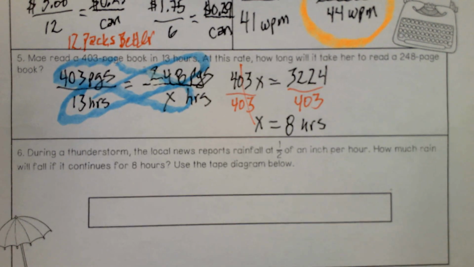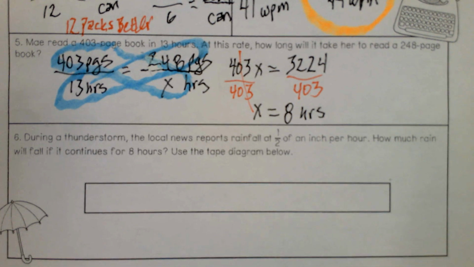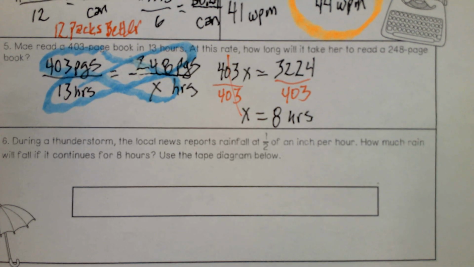So, trip down memory lane. Number 6. During a thunderstorm, the local news reported rainfall at 1/2 an inch per hour. How much rain will fall if it continues to rain for 8 hours? Use the diagram. Do you remember how to do this on a strip like this?